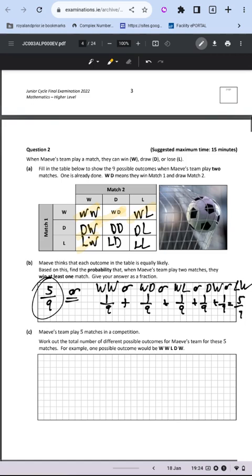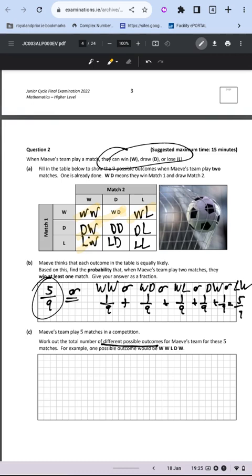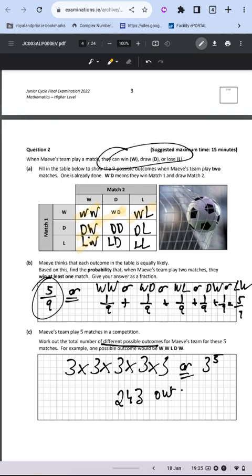Maeve's team plays 5 matches in a competition. Work out the total number of possible outcomes. Not probability, how many outcomes for these 5 matches. Now it says up here that there's 3 possible outcomes. They can win, draw, or lose each game. So she's got 3 outcomes for one game, 3 outcomes for another, 3 for another, 3 for another, and 3 for another. Now that's the same as saying it's 3 to the power of 5, and work that out. You get 243 outcomes.